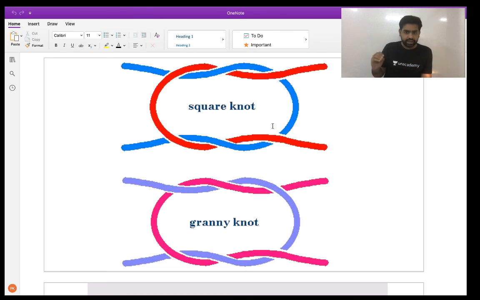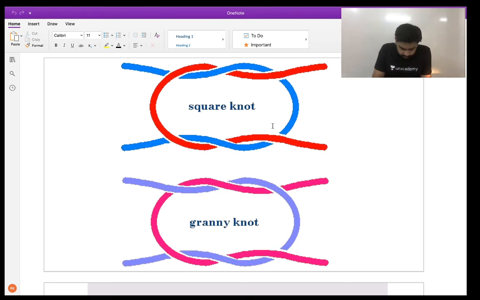Are you understanding, guys? If both the red threads are going in the same direction, they can both go above or both go below. But if one is going above and one is going below, this is a granny's knot. If both are going in the same direction, then it is a square knot or a reef knot. Did you understand?